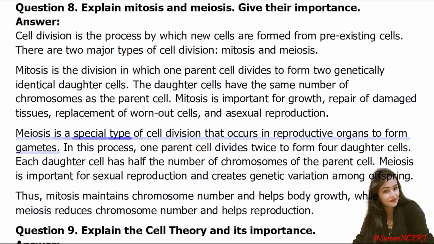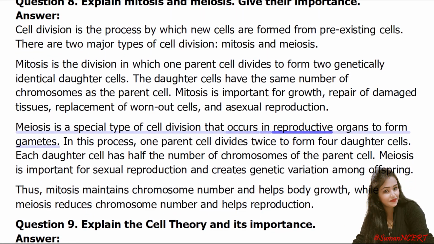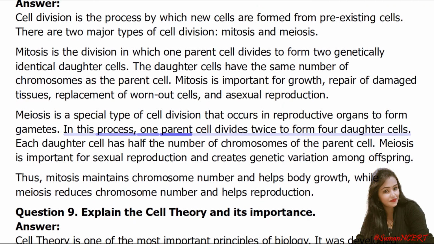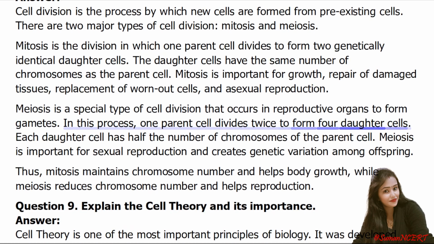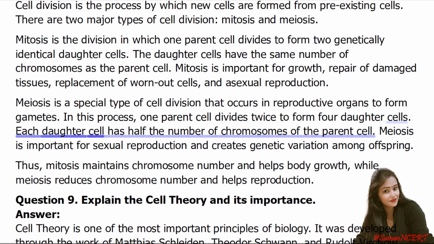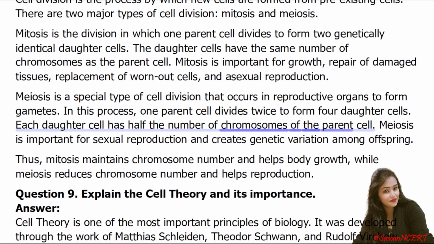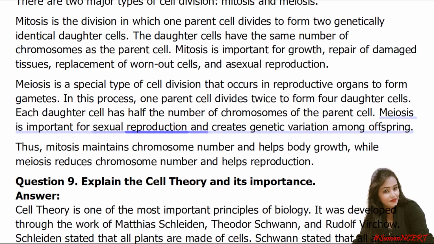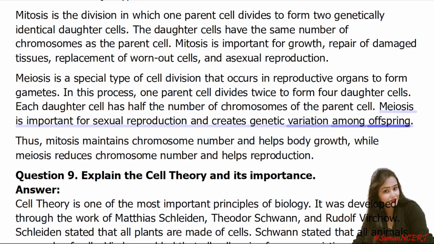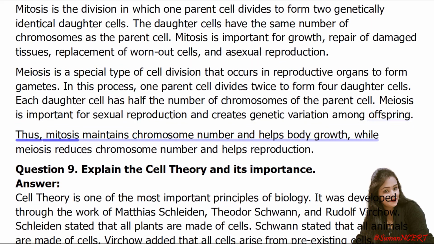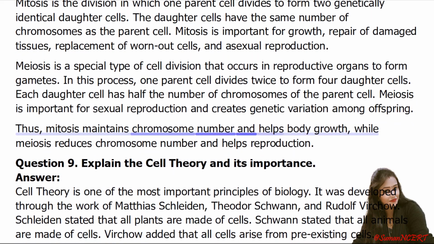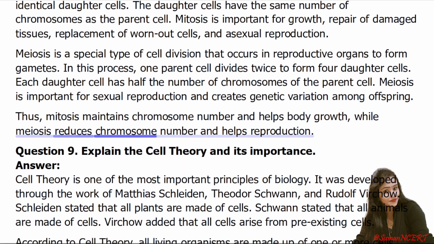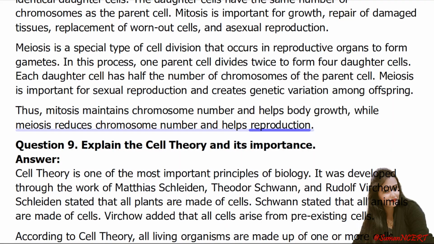Meiosis is a special type of cell division that occurs in reproductive organs to form gametes. In this process, one parent cell divides twice to form four daughter cells. Each daughter cell has half the number of chromosomes of the parent cell. Meiosis is important for sexual reproduction and creates genetic variation among offspring. Thus, mitosis maintains chromosome number and helps body growth, while meiosis reduces chromosome number and helps reproduction.